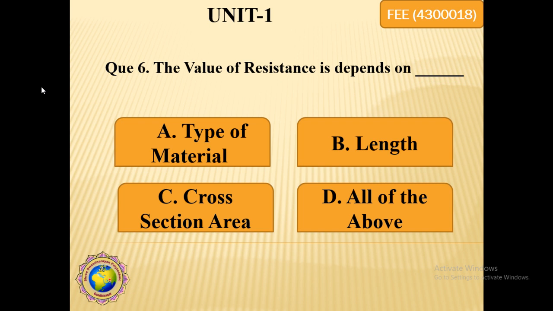Again I repeat question number 6. The value of resistance depends on A type of material, B length, C cross sectional area and D all of the above. Write down the correct answer in the notebook.